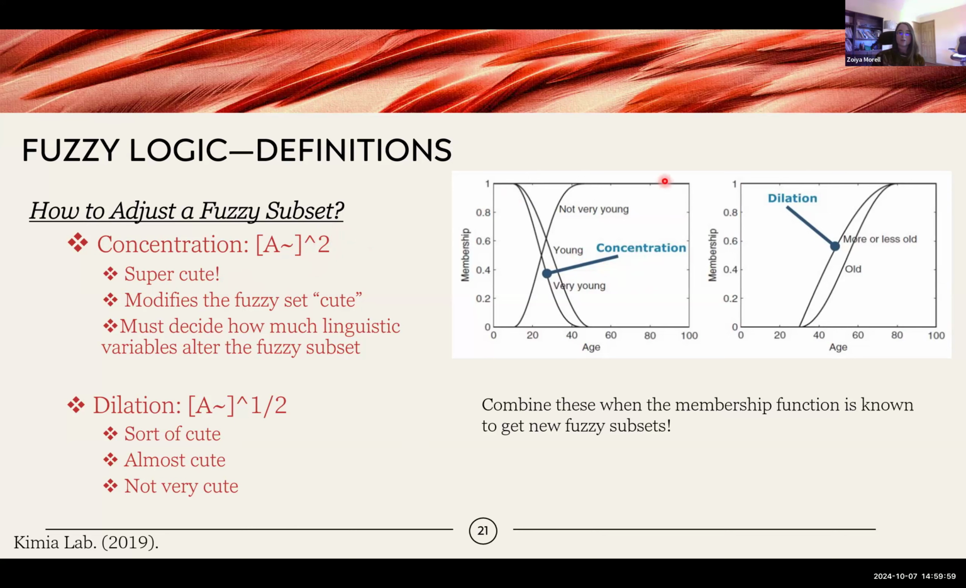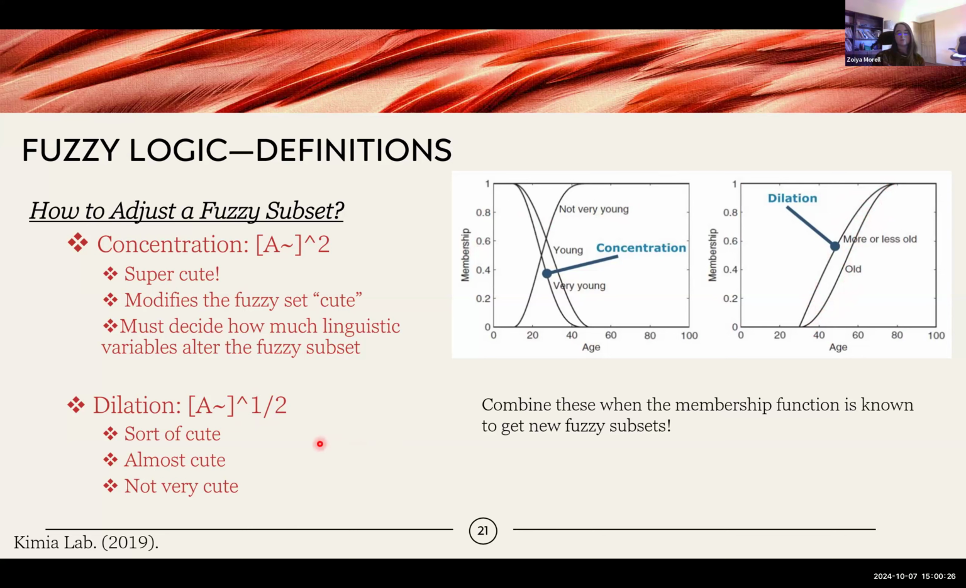So that's the problem with fuzzy sets, is you're still interpreting things yourself. And then there's also dilation. In this case, we are raising it to the power of 1/2, so we're going to make it larger. That's saying we're expanding it even larger than the original fuzzy set. So old can be expanded by dilation to more or less old, kind of old.